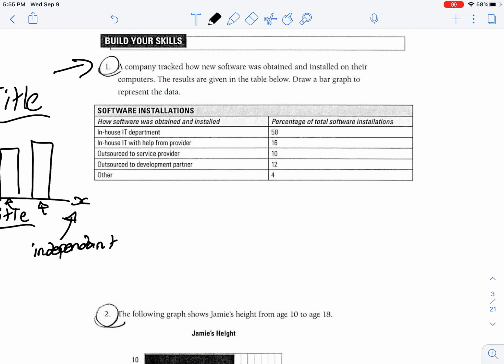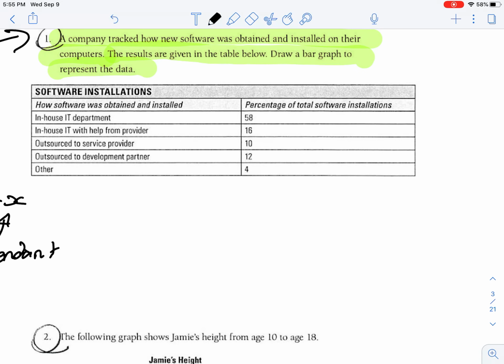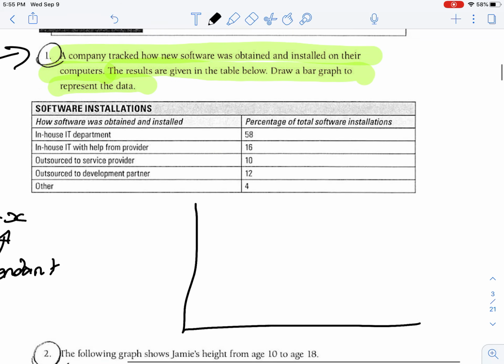So here, a company tracked how new software was obtained and installed on their computers. The results are given in the table below. Draw a bar graph to represent the data. Okay, so we have a bunch of things here. I'm going to give the title first off. So let's read the sentence again. A company tracked how new software was obtained and installed on their computers. The results are given in the table below. Draw a bar graph to represent the data.